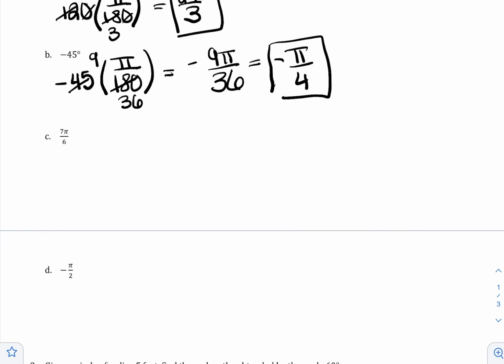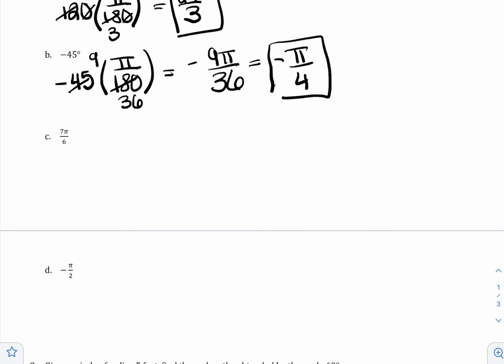So I have to use the formula the other direction. I have 7 pi over 6 times now 180 degrees over pi. The pi's cancel. 6 goes into 180 30 times because 6 goes into 18 3 times. So this is 210 degrees. And remember, you have to have the degree symbol because we're converting it to degrees. Let's do one more. I have negative pi over 2 times 180 degrees over pi. Again, the pi's cancel, and 2 perfectly goes into 180 90 times. So negative 90 degrees.